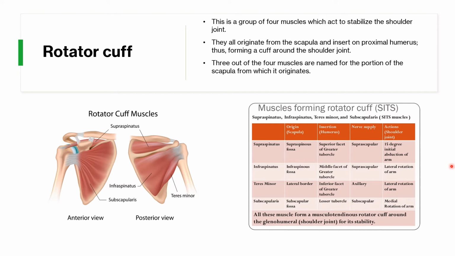The supraspinatus actually participates in arm abduction. And actually, whenever you do a lateral raise, the first 15 degrees are done by the supraspinatus. The subscapularis, due to its insertion medially, has some function in medially rotating the arm.